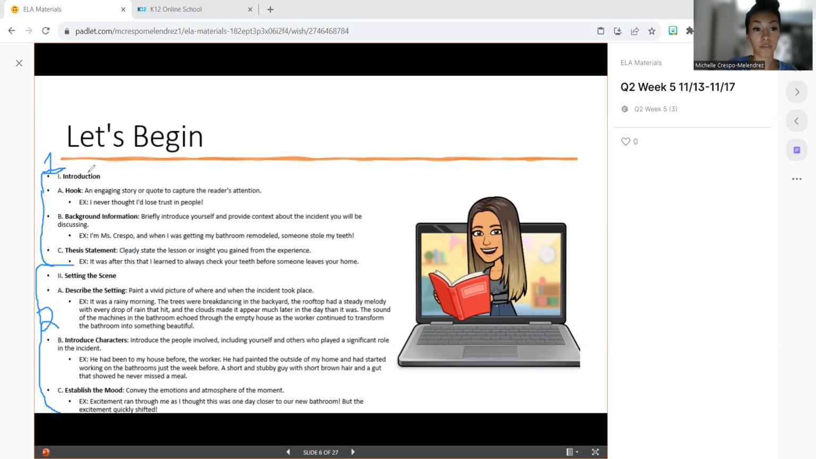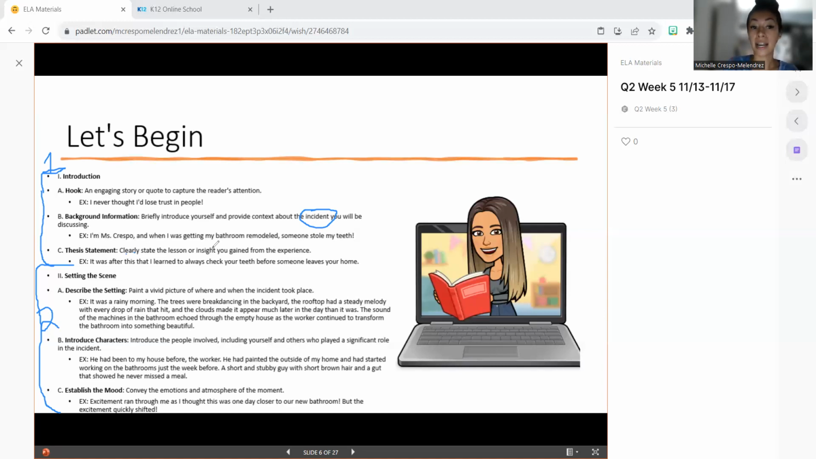Second thing you need in the introduction, background information. Briefly introduce yourself and provide context about the incident you will be discussing. So you're not telling me everything that happened, you're giving me context. Well, what does that mean and what does that look like? Here's an example. I'm Miss Crespo, and when I was getting my bathroom remodeled, someone stole my teeth. So I introduced myself and I gave you an idea of what happened in the incident, but you don't quite know what happened. You're just like, what? Who took your teeth?